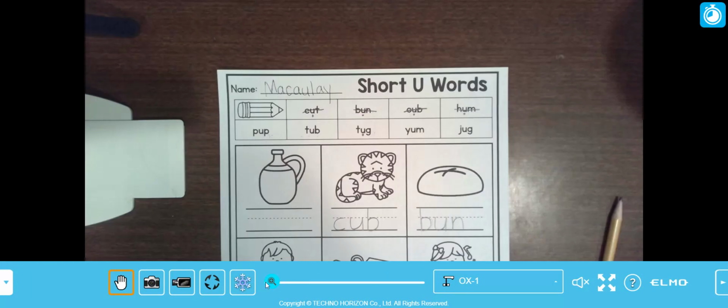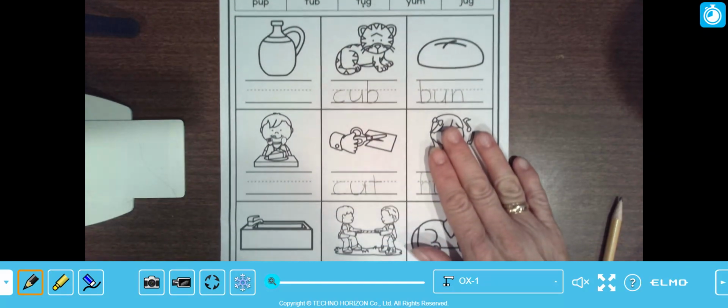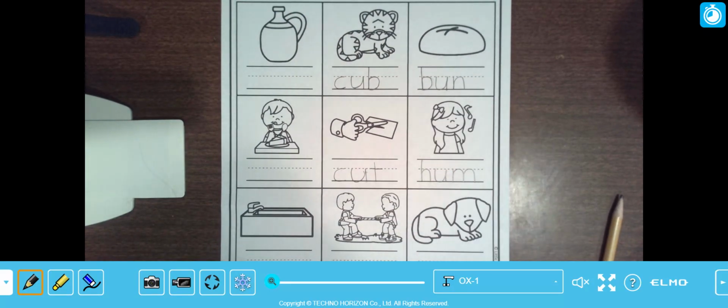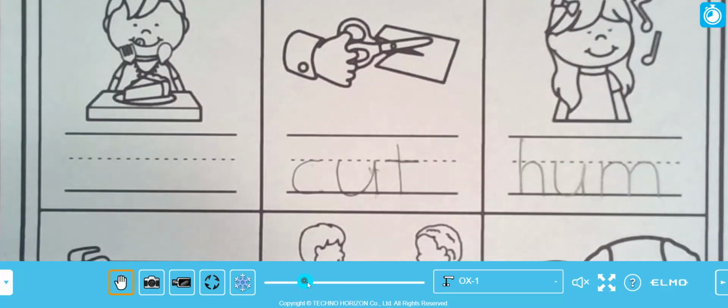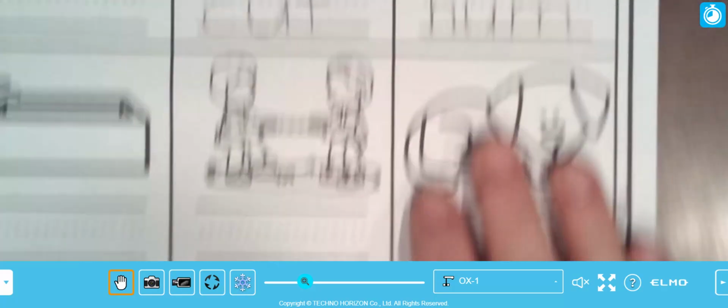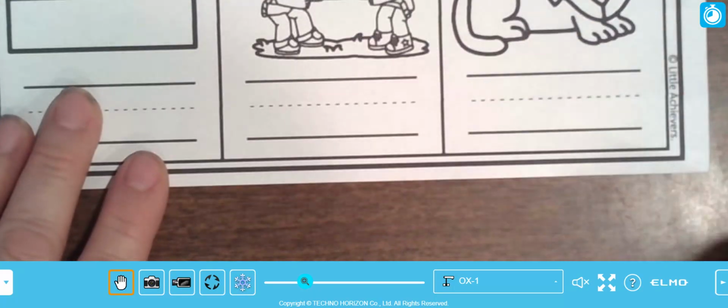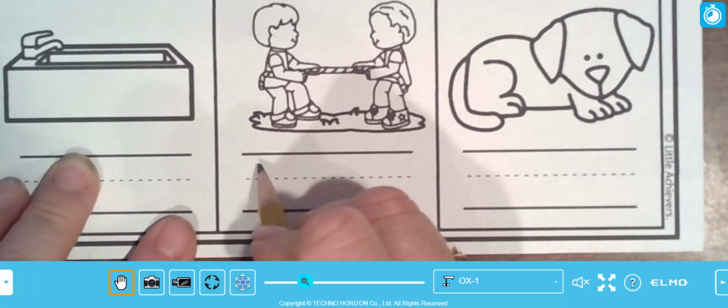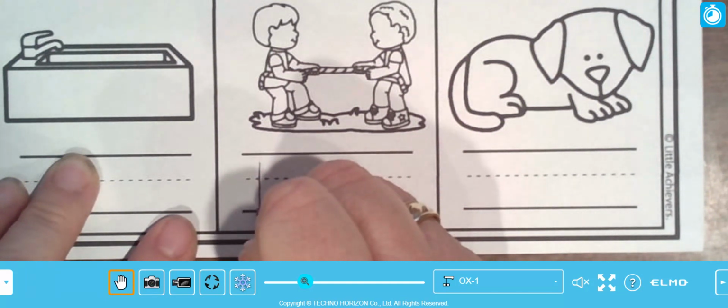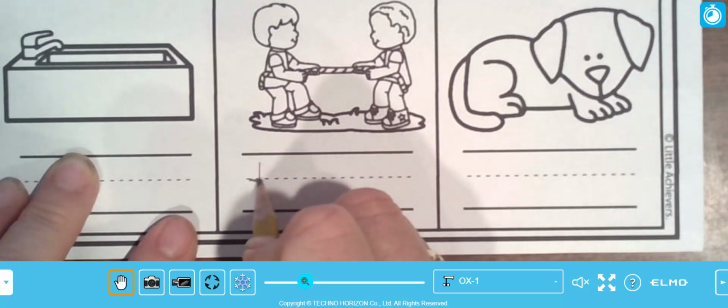So I'm going to make the picture bigger so you can see all the pictures and figure out which picture shows tug. This one, right? They're pulling at the rope. They're tugging on it. And we're going to write tug right here, okay? So tug starts with a T. A T is tall, but it doesn't start at the top. It starts right here. So it goes stick and then cross. Stick and then cross.